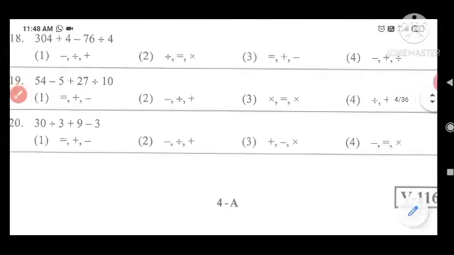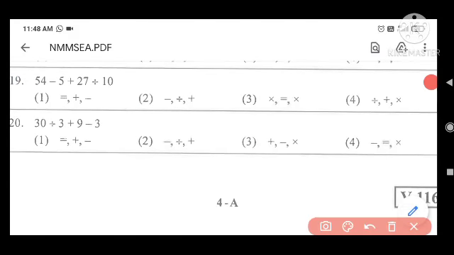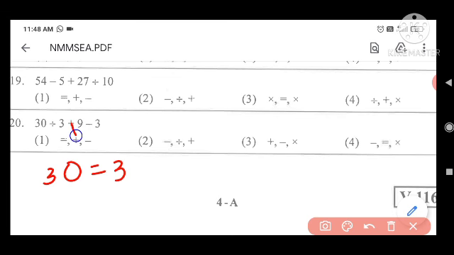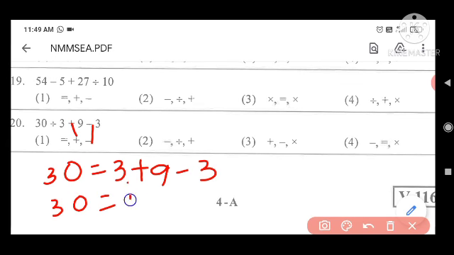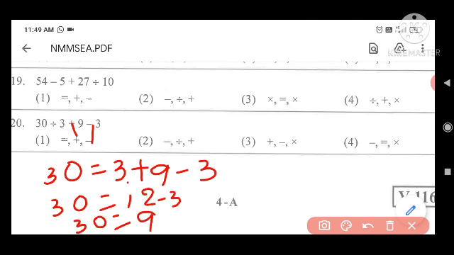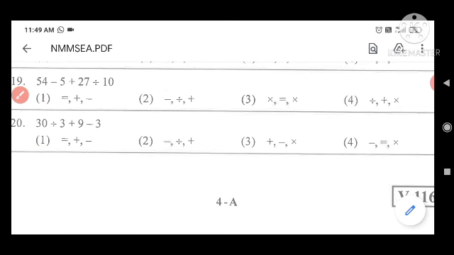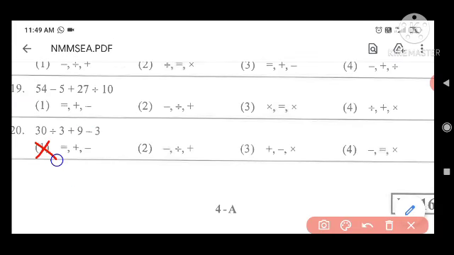20th. 30, in the place of divided we substitute is equal to 3. In the place of plus we substitute plus 9. In the place of minus we substitute minus 3. 30 3 plus 9 12 minus 3. 12 minus 3 is 9. So 30 is not equal to 9. So option 1 is wrong. Let us check option 2. There is no is equal to in option 2. So there is no need to check option 2.